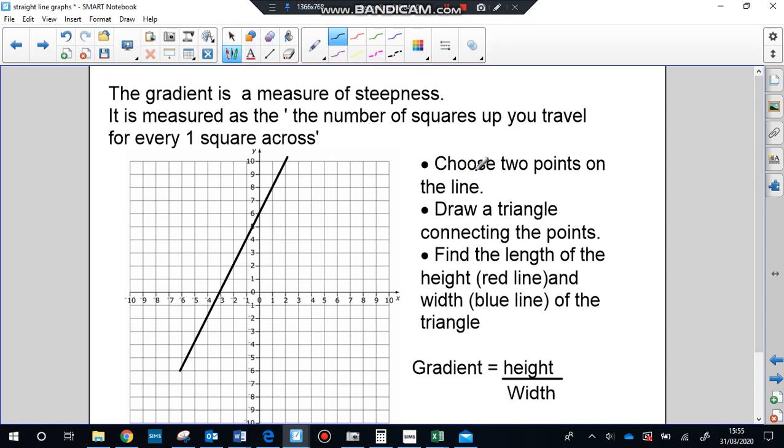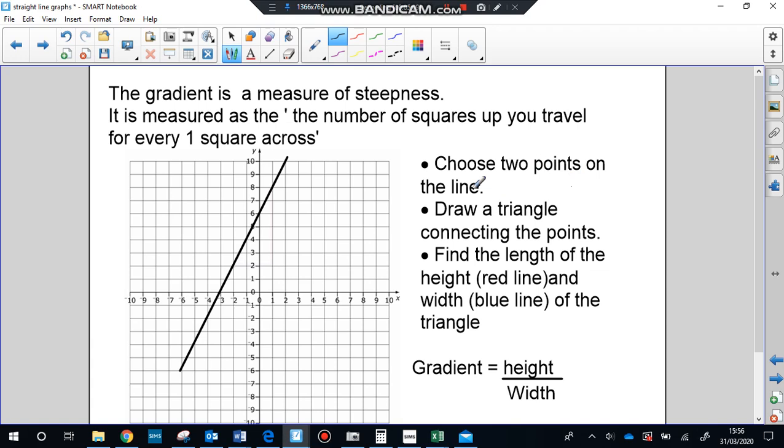So the method is, before we start actually, you will need to print off the worksheet from Show My Homework because it's got this example and the next 2 examples on, so you can follow, you can copy my example as we go through. So, first of all, I want to choose 2 points on the line.